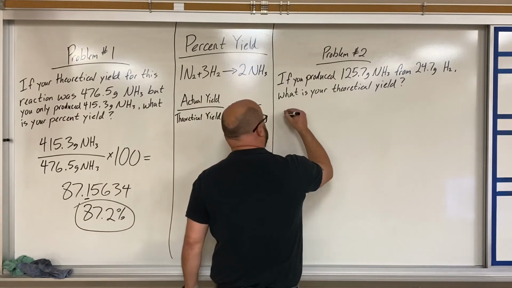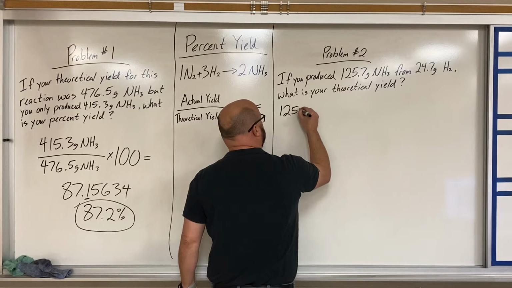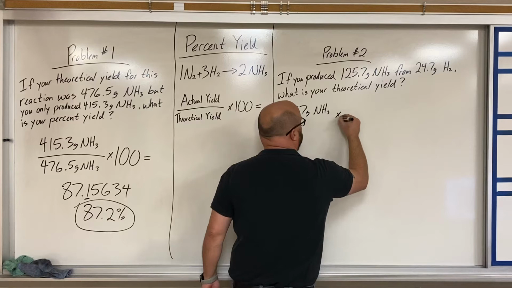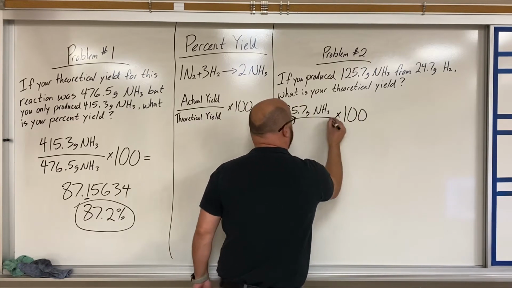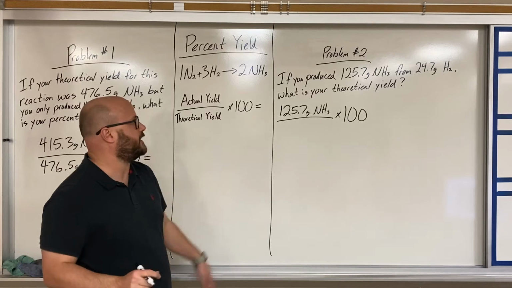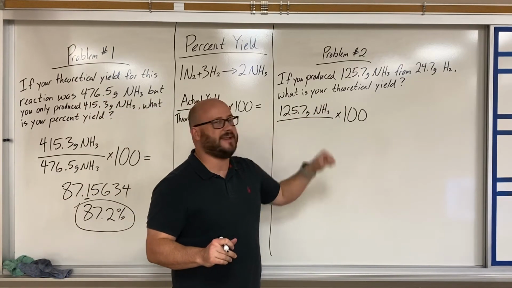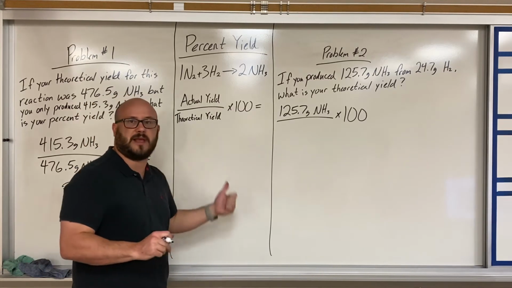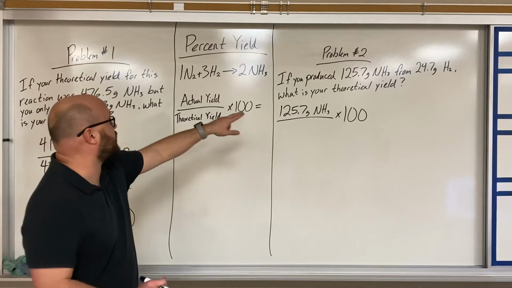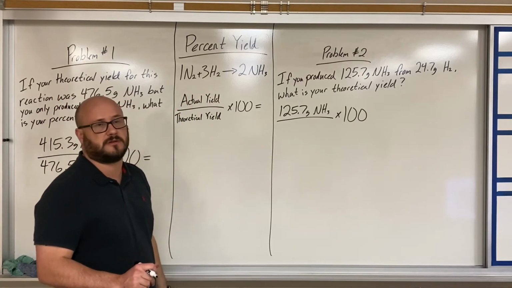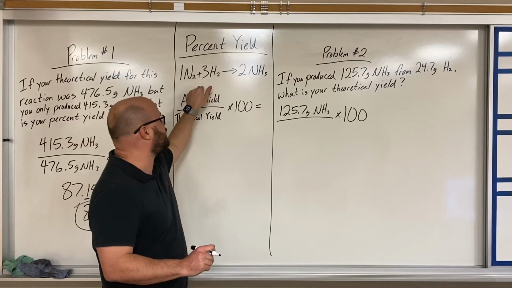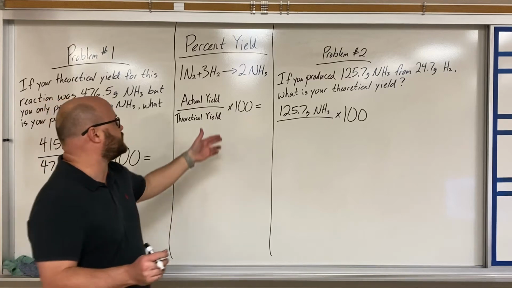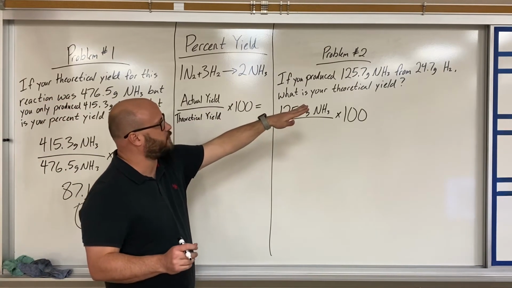Let's go ahead and put that in. 125.7 grams of NH3 over, we don't have the theoretical yield yet, but we do have how many grams of H2 that we used. As we talked about during the limiting reagent problem, hydrogen is our limiting reagent for this particular equation. So we can find out exactly how much hydrogen will produce exactly how much NH3 or ammonia. So we have 24.7 grams.